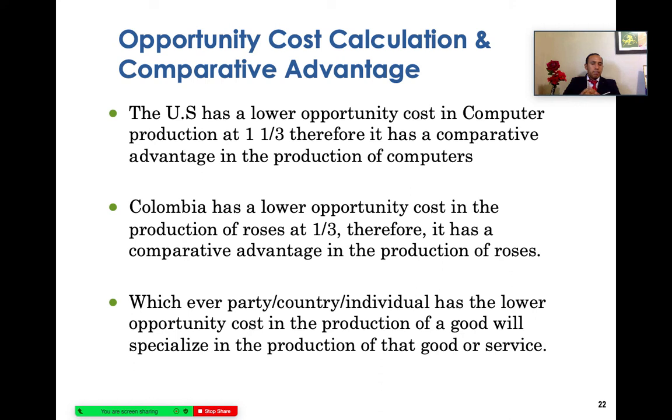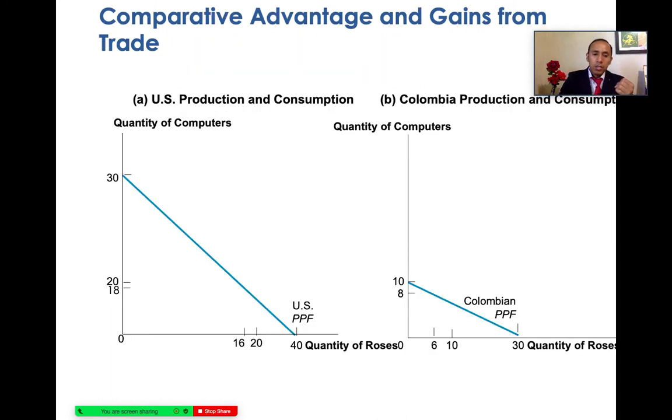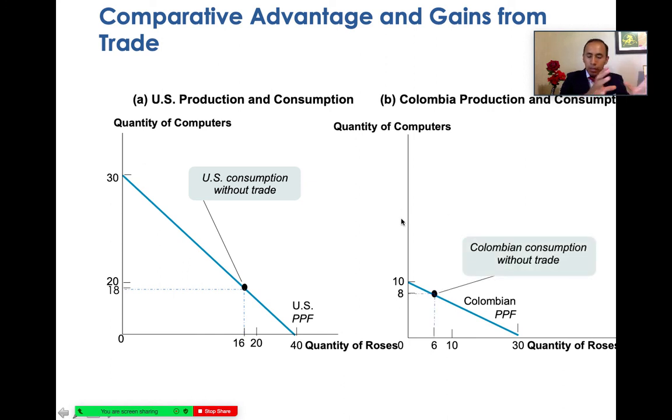Colombia has a 1/3 cost. So in this case, Colombia has the lowest opportunity cost in the production of roses. Therefore, it has a comparative advantage in the production of roses. So remember, whichever country, individual, business, party, or person has the lower opportunity cost in the production of any good will specialize in the production of that good or service, or technically speaking, has a comparative advantage. The US has an absolute advantage versus Colombia, but comparative advantage is about those with the lower opportunity cost.